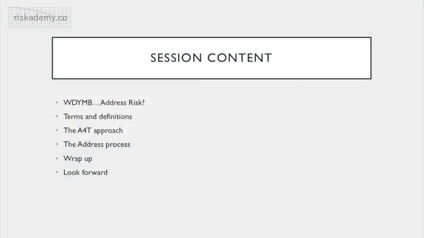This session explores the key ideas and terms associated with addressing risks and outlines the steps to take to ensure that the appropriate action is taken once a risk is identified, concentrating on 5 main options: avoid, tolerate, treat, transfer, and terminate.